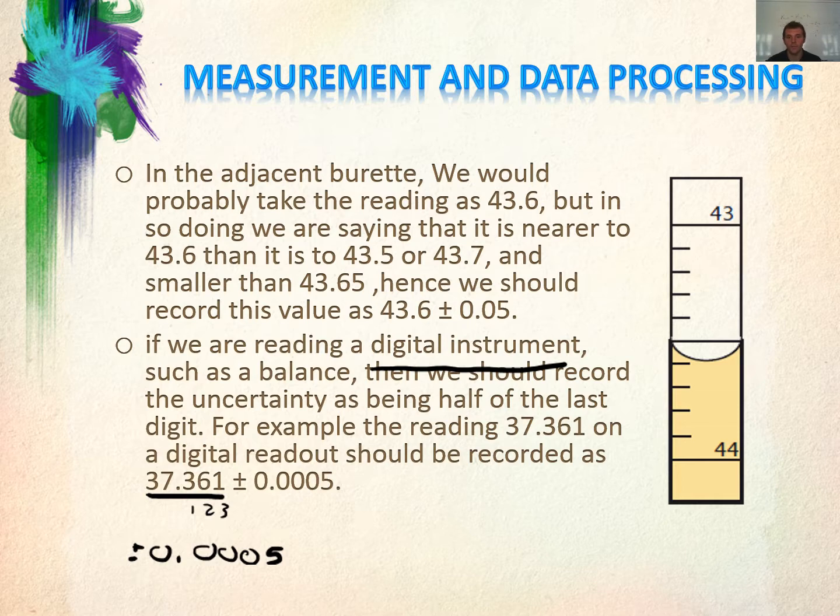So let me erase this and get this out of your way. If we're reading a digital instrument, so our balances for example, it's going to be half the last digit. So for example, if this is what our analytical scale is reading, and I see I have 1, 2, 3 numbers behind the decimal place, it's going to be 3 zeros and then a 5. That's going to be our way of determining the margin of error. So you're going to go one decimal place past, plus or minus 0.5.